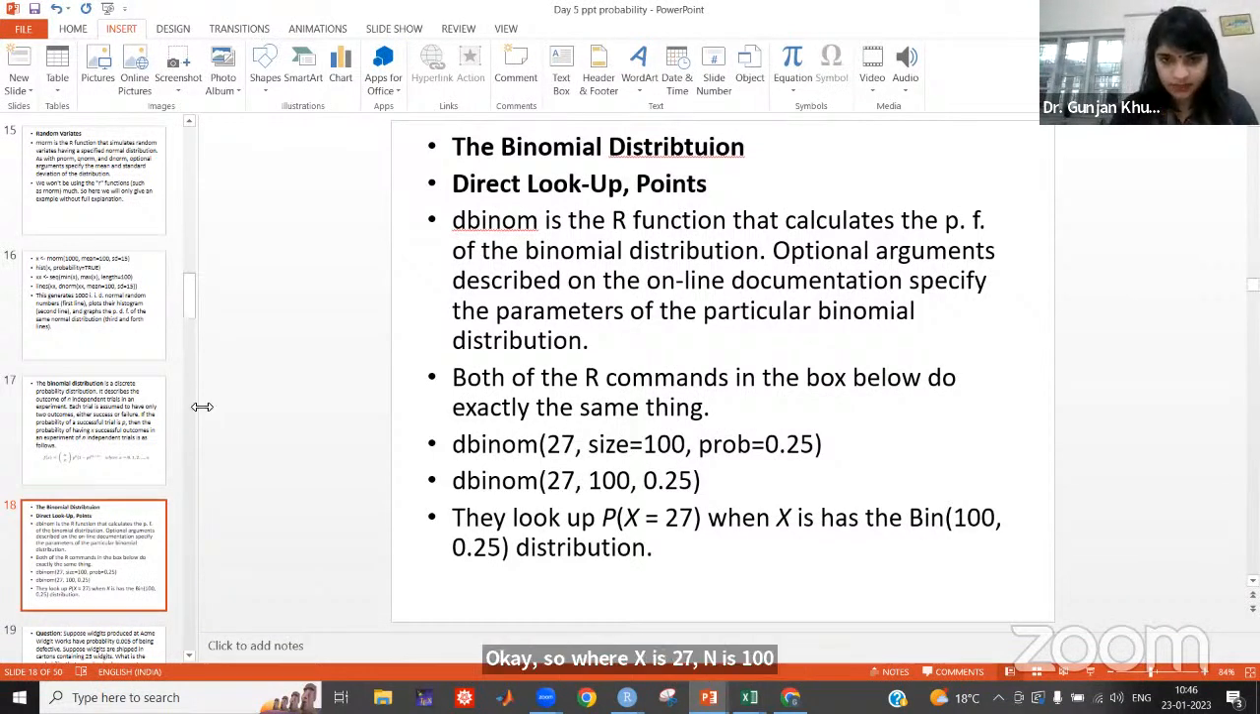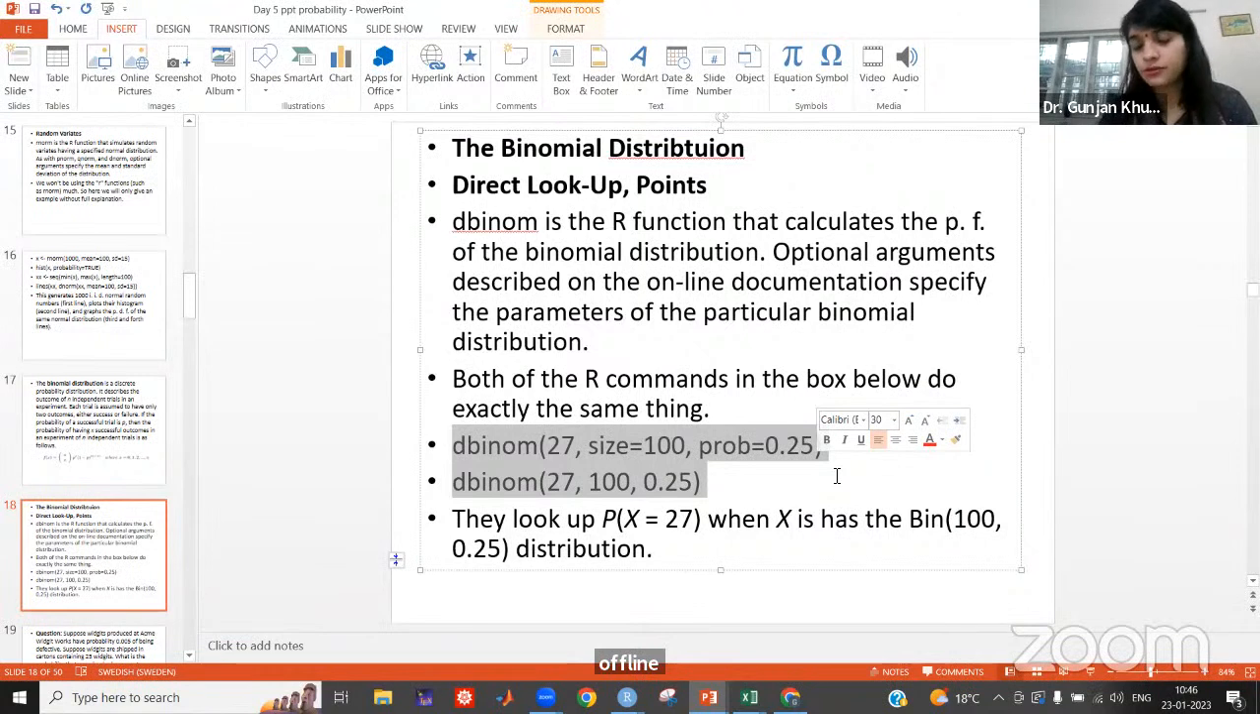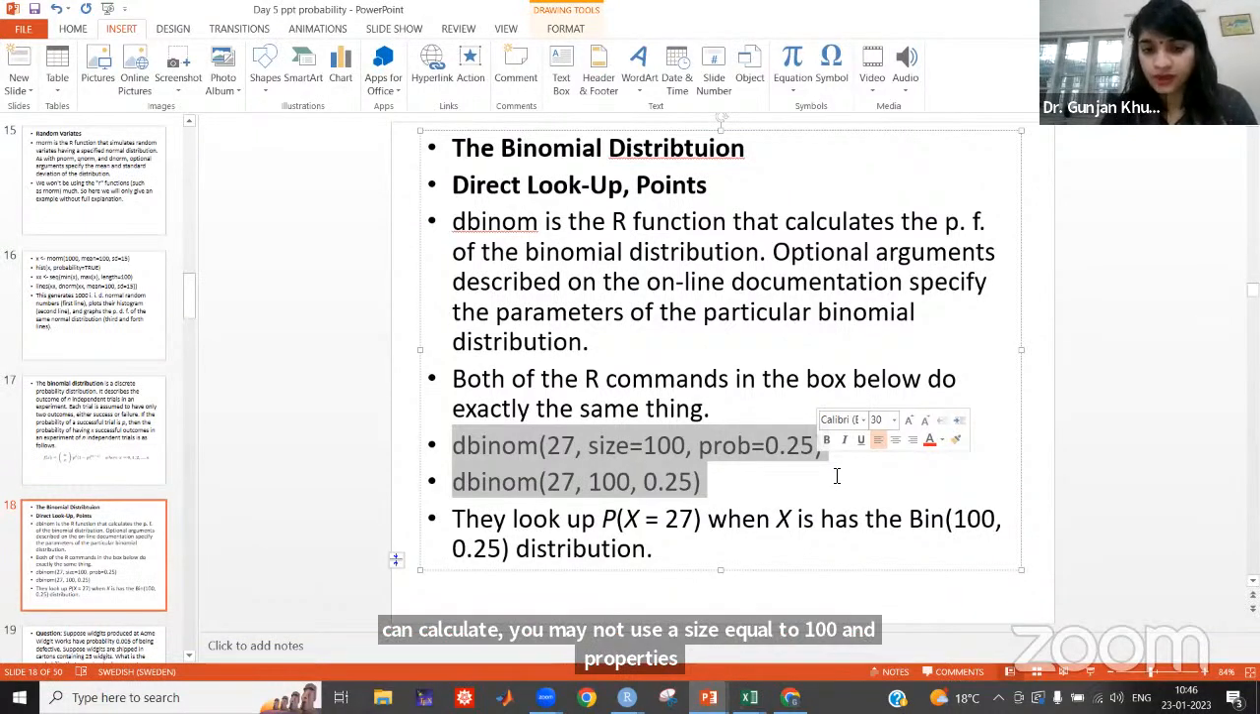So please calculate this value. You can use both syntaxes. If you have a proper understanding of what n and p are, you can calculate it. You may not use size equal to 100 and prob equal to 0.25; you can just use it as parameters comma 100 comma 0.25.